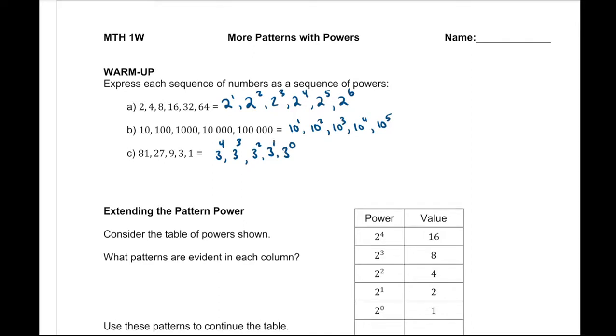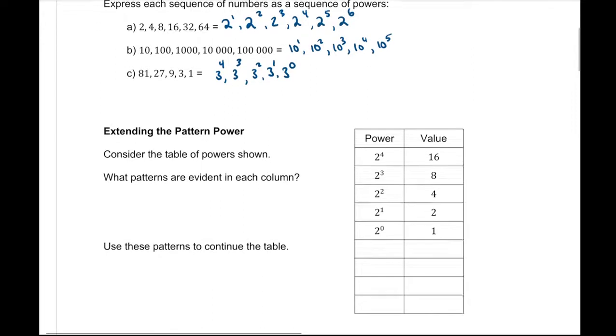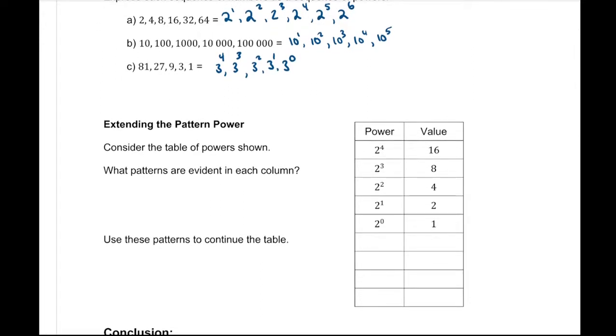So what we're going to do is extend this. We want to continue this down the other way. So 2 to the power of 4 is 16, 2 to the power of 3 is 8, 2 to the power of 2 is 4, 2 to the power of 1 is 2, 2 to the power of 0 is 1, and that's where we've left off. I want to continue the pattern and figure out what 2 to the negative 1 would be, 2 to the negative 2, 2 to the negative 3, and 2 to the negative 4.